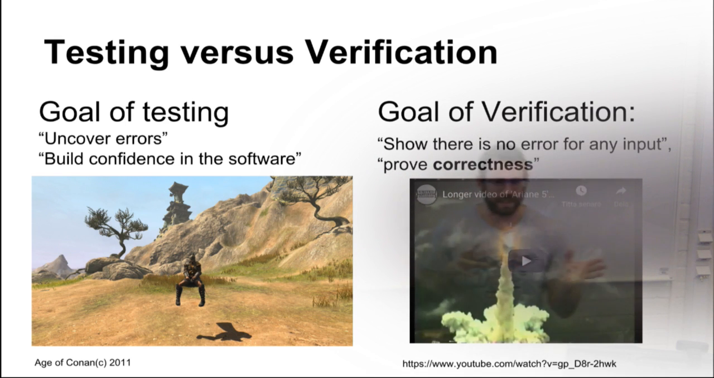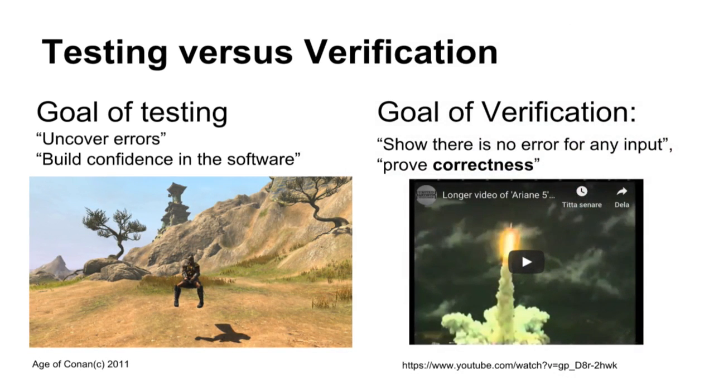I told you about correctness and a correct application. If we want to know if the application works for any input, then we should do something called verification. Then we're not really testing anymore. And verification is possible. You need special programming languages, and you need mathematical models of your software. The goal of verification is to show that there is no error for any input. We're actually doing a mathematical proof for correctness.